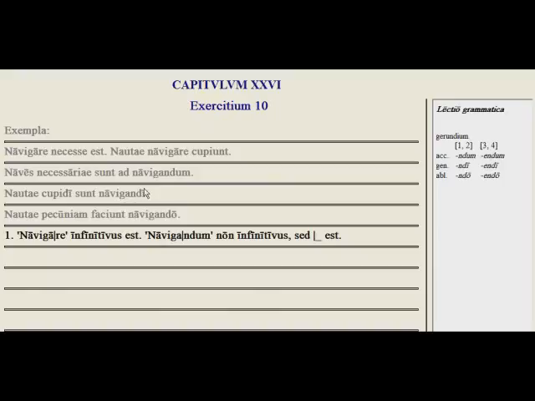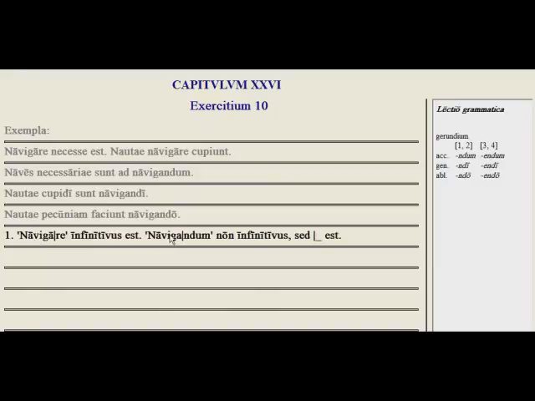And so here we have our gerund, which is an objective genitive, right? With cupidi acting as our adjective, desirous of this thing, which comes from cupere, to desire. Nautae pecuniam faciunt navigando. The sailors make money by sailing. So here we have our ablative gerund, ablative of means, by means of sailing.